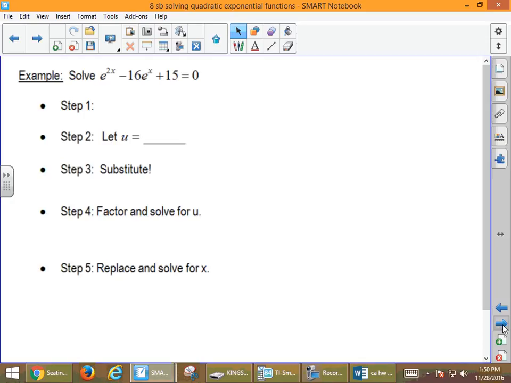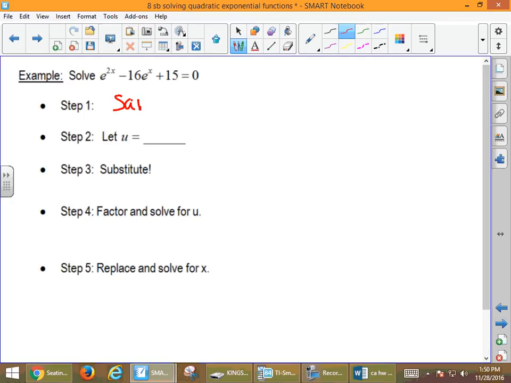Step 1, we need to make sure that we've got the same base. And in this problem, we actually do have the same base. And our base happens to be e to the x. And a little trick that I use, and it's not always the case, but oftentimes it is the middle term. It says minus 16e to the x. The middle term often has the base that we need to use back in the problem.